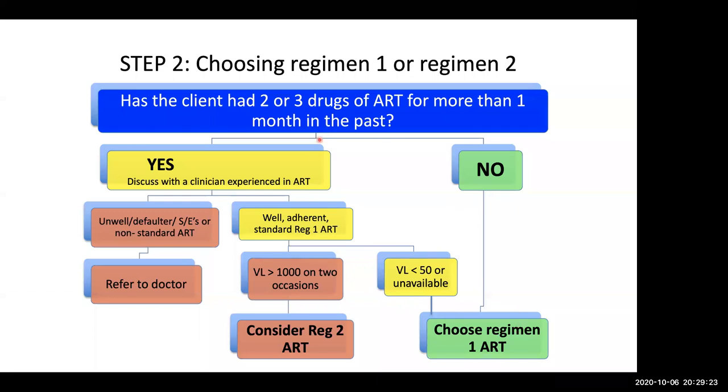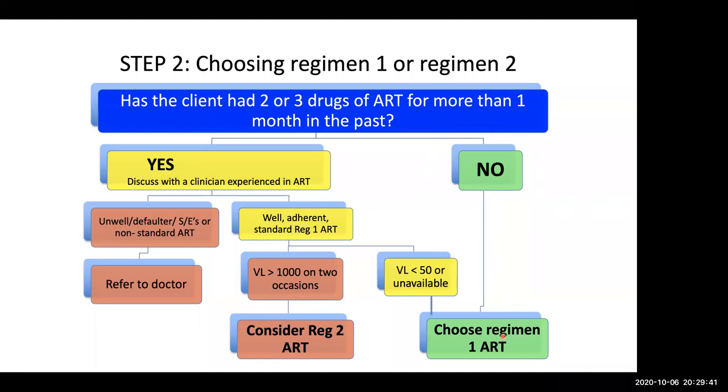But if I say yes, you want to take a proper assessment. Which drugs were you taking? Why did you stop? Did you experience side effects? How was the viral load? Was it high? Because if the viral load was high, probably the patient needs second line. But Dr. Mawela is clinically stable and has never been on ARVs before.